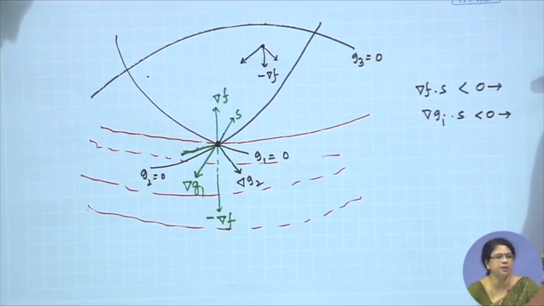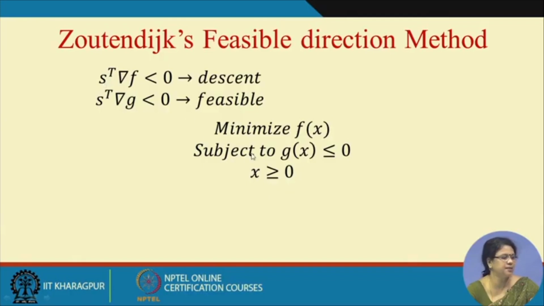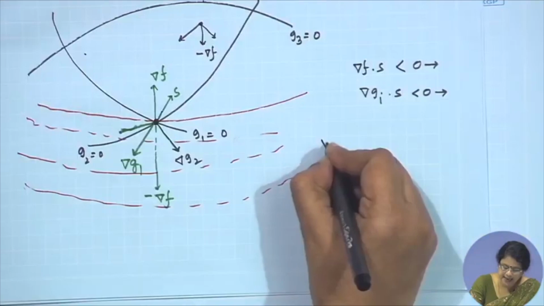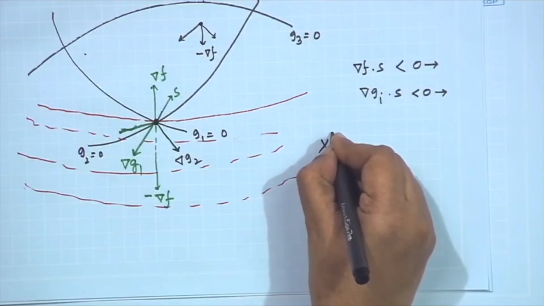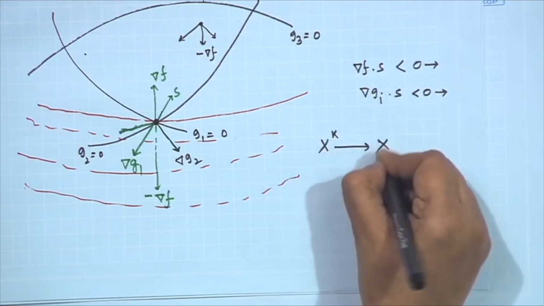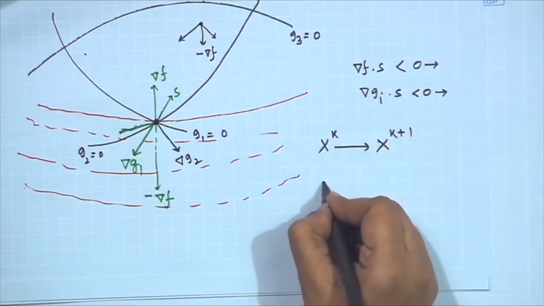Now, if we consider a minimization problem of type minimization of f(x) subject to g(x) less than or equal to 0, and we can see the descent direction, since this is the minimization problem, then S transpose grad f less than 0 is the descent direction, and S transpose grad g less than 0 is the feasible direction. Direction means what? If you remember, I was saying that if I start my journey from the point xk, then I will move to the point xk plus 1. How?